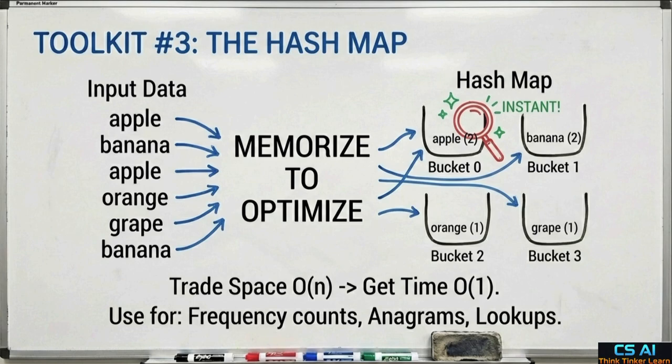Need to know how many apples you have seen? You don't need to scan the whole list again. You just ask the hash map and it tells you instantly. This is the go-to tool for a huge range of problems like frequency counts, finding anagrams, and any kind of fast lookups.